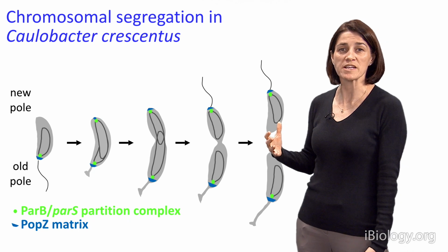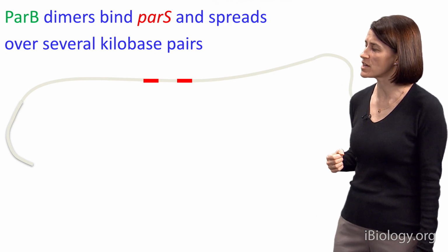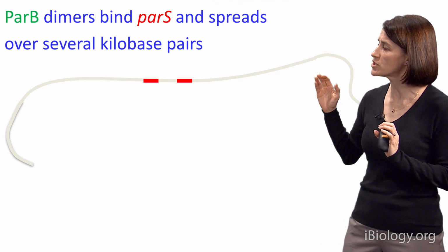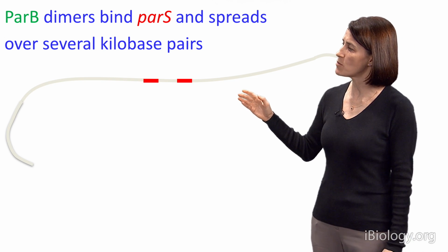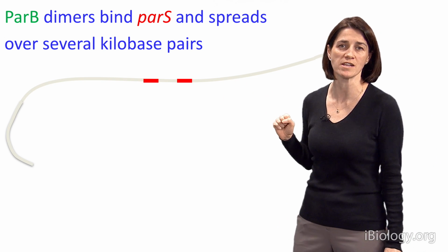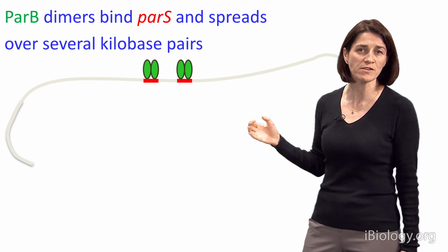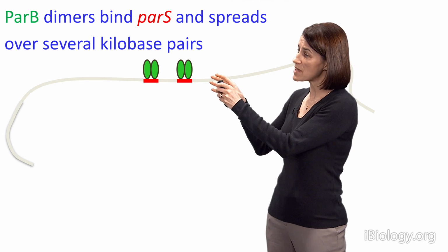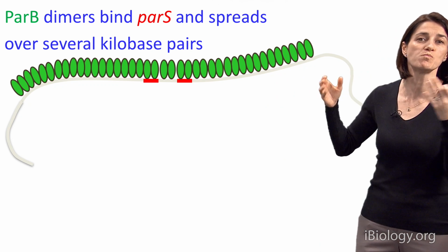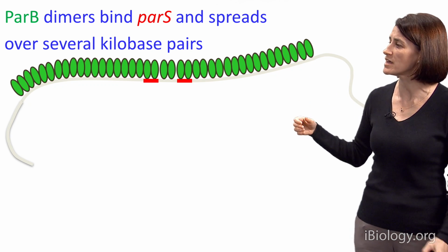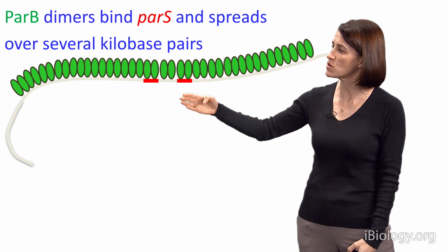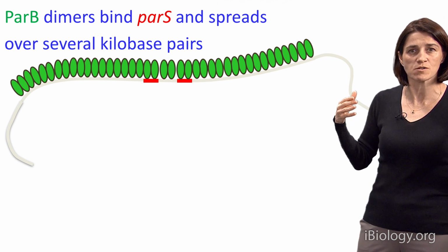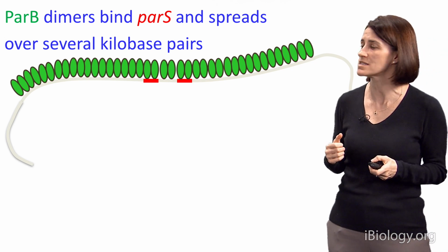Okay, so the partition complex, what is it made of? This is shown here. As I mentioned, the ParS region is close to the origin of replication, which is not shown in the schematic. But in Caulobacter, there are two ParS sequences, shown in red. ParB is going to bind to those ParS sequences. And as it binds specifically and recognizes those sequences, the ParB protein is going to be able to spread. Some people say that it polymerizes on the DNA. Simply because of those two ParS sequences, when it binds to them, this is going to result in the spreading of the protein on adjacent sequences, regardless of what the sequence composition is.